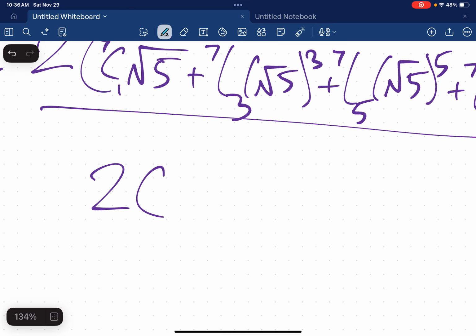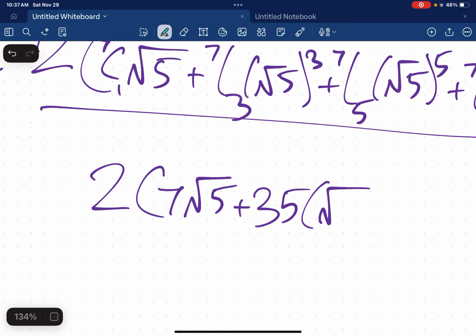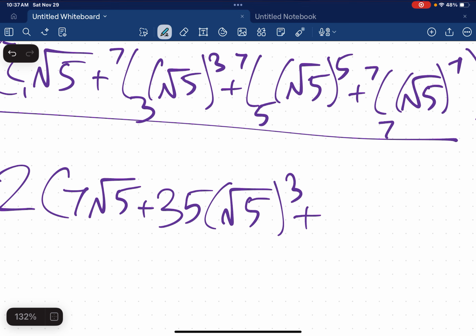And we'll have 2 times: 7 choose 1 is just 7 times the square root of 5, plus 7 choose 3, which is 35, plus 7 choose 5, which is 21, plus 7 choose 7, which is 1.